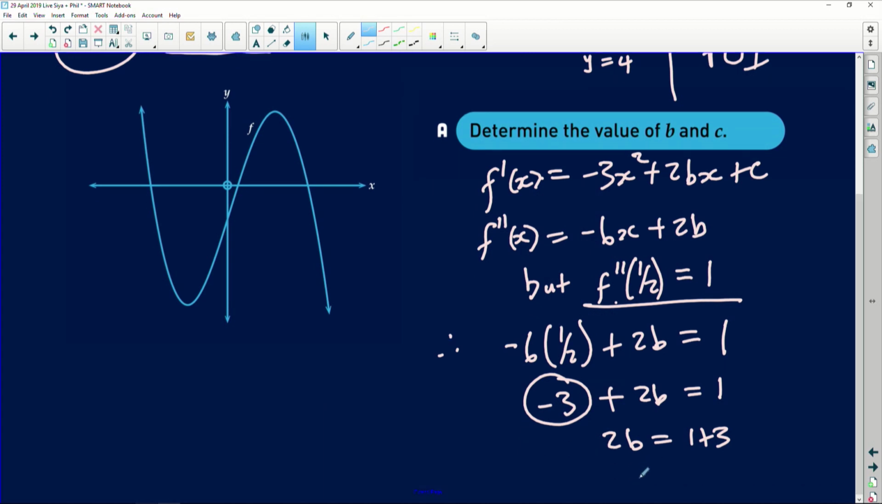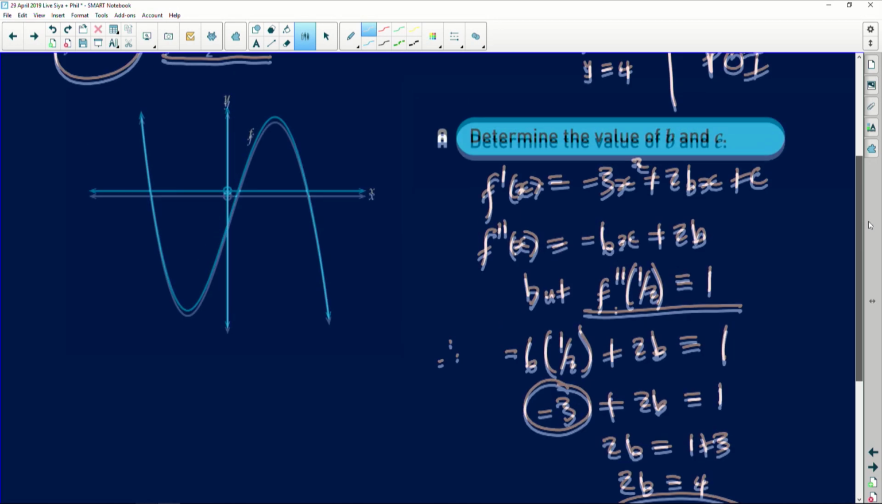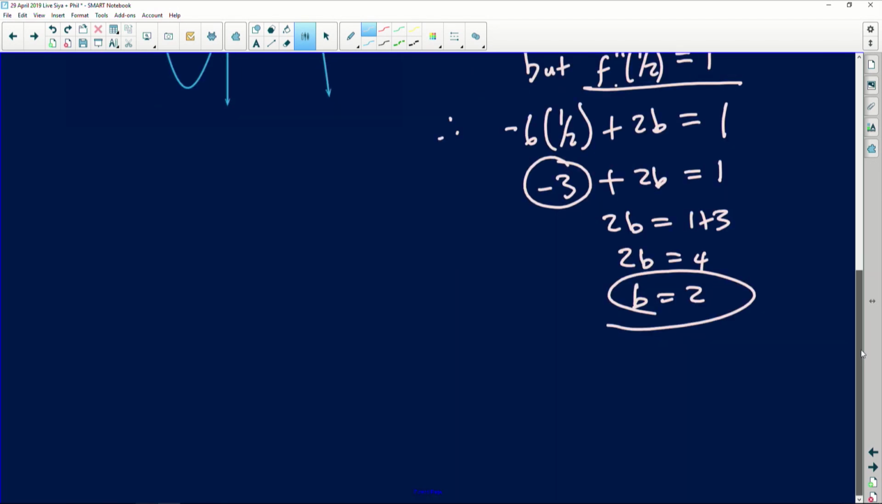This will be equal to, then 2b will be equal to 4. Now, to find b, remember the multiplicative inverse there, meaning dividing both sides by 2, I get my b as equal to 2. Now, the first thing after getting this answer is to go back to the equation that we were given and substitute what we found b to be.